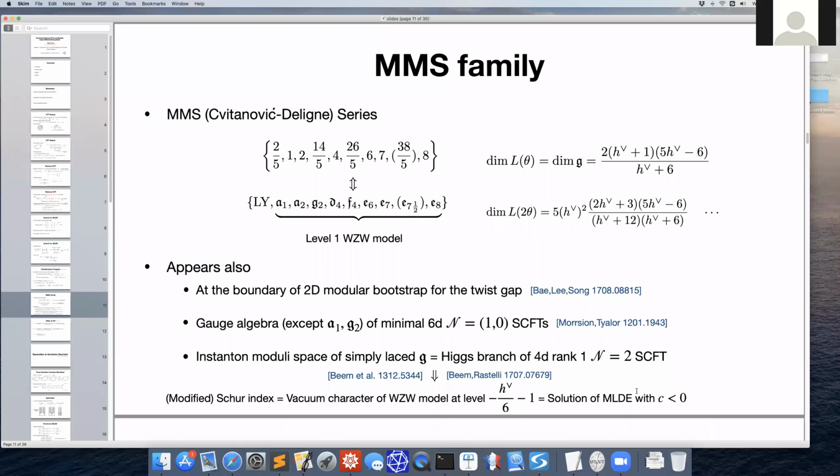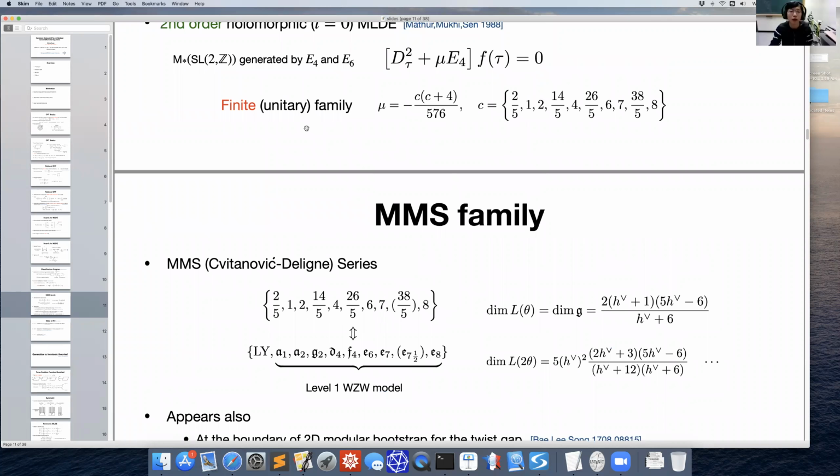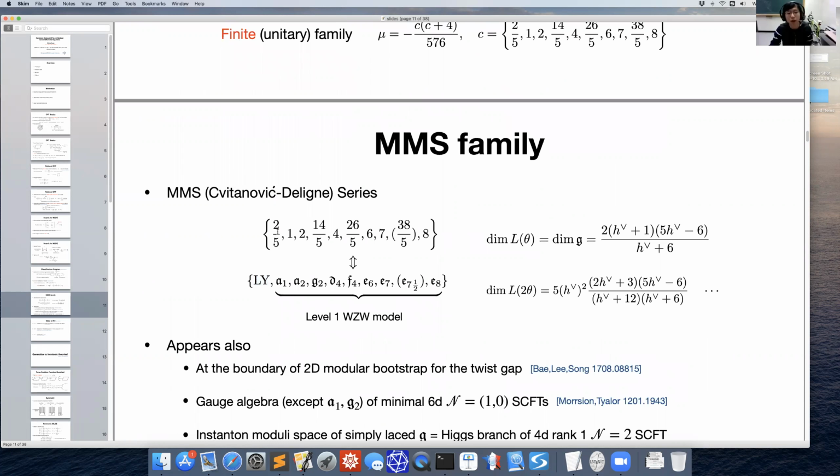What do you mean by unitary family? I mean this family is unitary because the central charge is larger than 0. But the Lee-Yang is not unitary. Yes, sorry. Although this is a unitary family, if you write down the characters, they coincide with the characters of the Lee-Yang singularity. Oh, I see. So secretly this is a non-unitary theory. Yes.